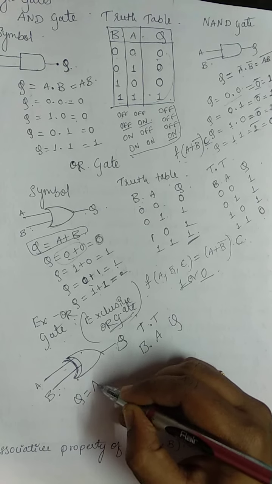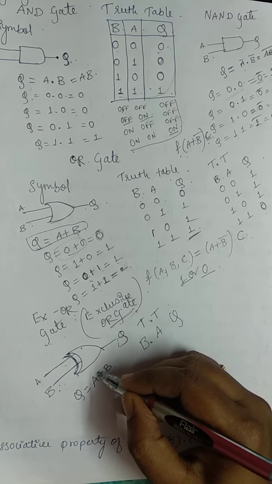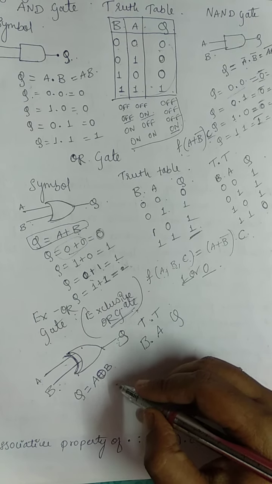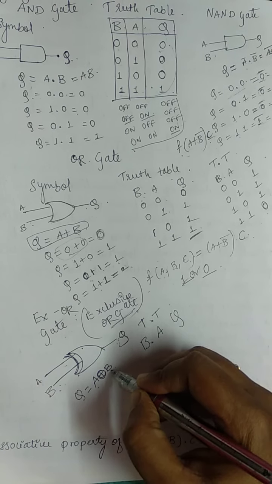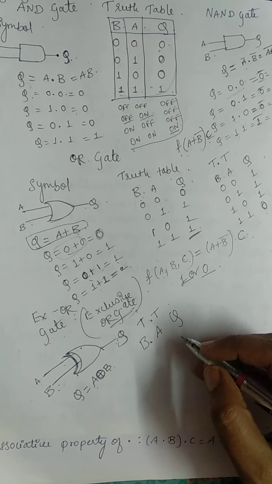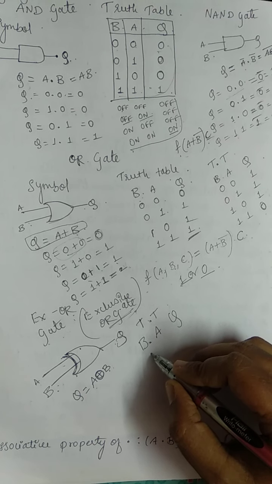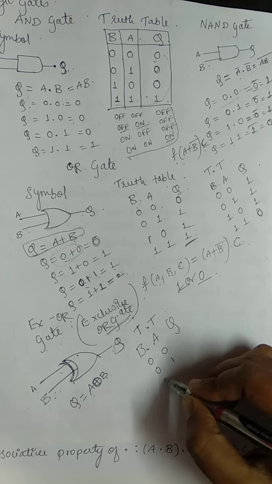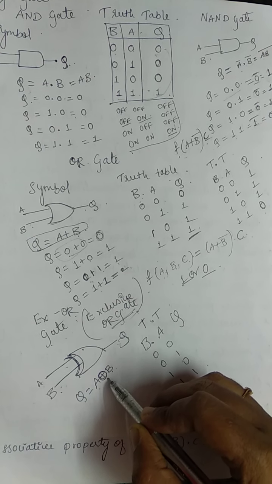Q equals A plus B is your OR gate. Correct. If you put a circle like this, then it is A XOR B, the XOR gate. For the truth table of the XOR gate, we take the same input values: 0 and 0, 0 and 1, 1 and 0, 1 and 1.